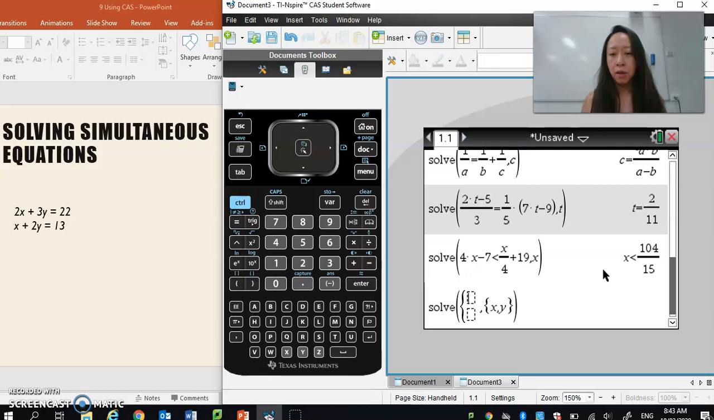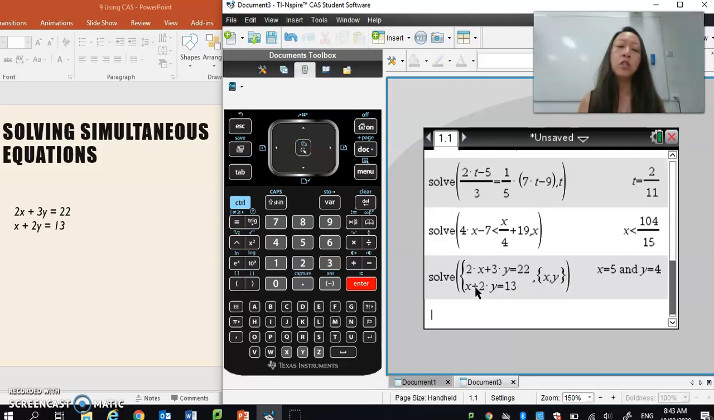Now I have 2 spaces. The first space is used to key in the first equation, which is 2x plus 3y equals 22. The second equation is just x plus 2y equals 13. Once you finish and you press the enter button, this can be solved immediately. We don't have to specify further that we are solving for x and y because we have done that previously on the screen.